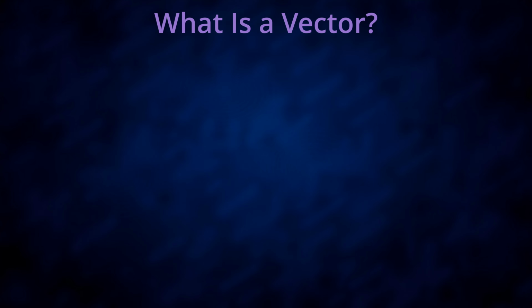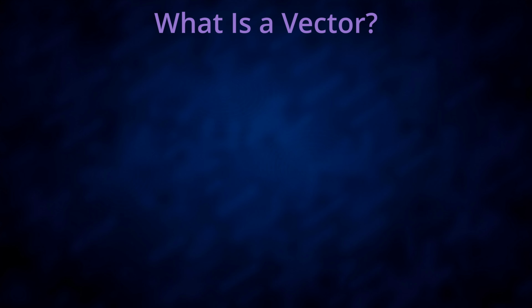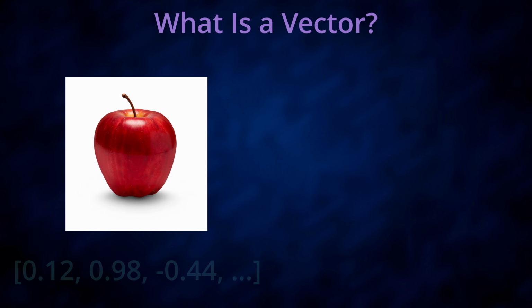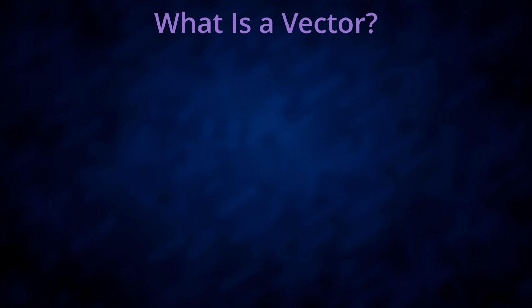What is a vector? Break it down simply. A vector is just a list of numbers, a mathematical fingerprint representing meaning. Examples: apple, the fruit; Apple, the company. Even though the word is the same, their vectors point in different directions. That's how AI understands meaning, nuance, and context.